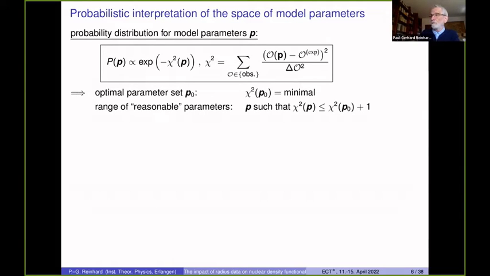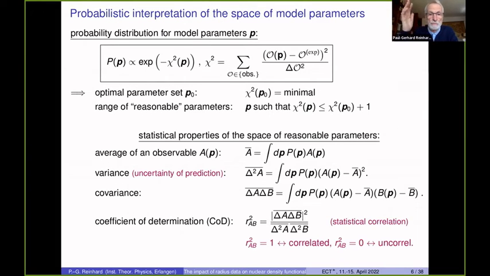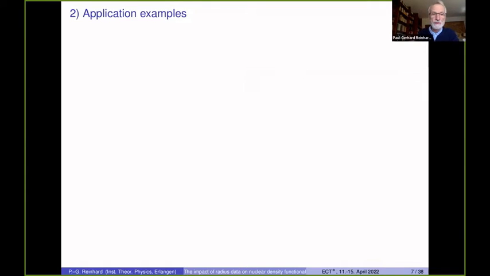And this probability distribution then allows us to compute by standard techniques averages, more interesting, variances, that is the uncertainty of a prediction, the allowed uncertainty of a prediction, covariances from which we can compute statistical correlations or the coefficient of determination. I remind you, a coefficient of 1 means fully correlated, fully dependent, A is fully dependent on B, 0 is fully uncorrelated. That was the theory, and now we jump through the application examples.